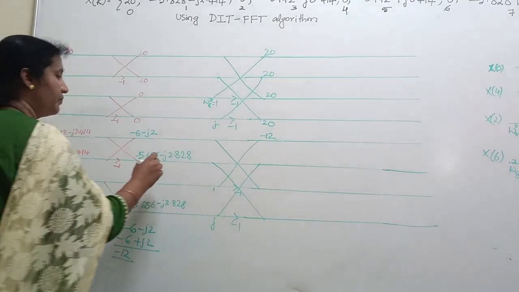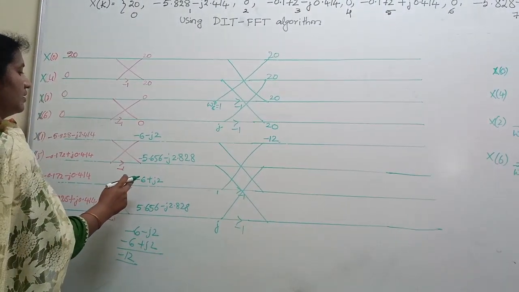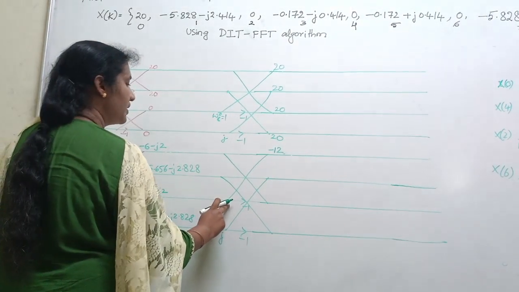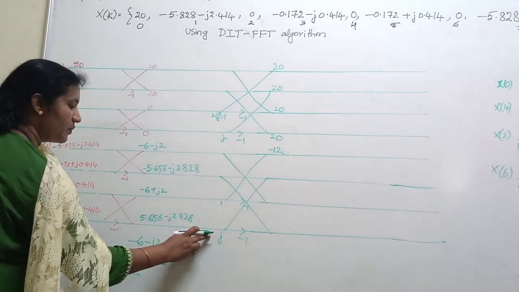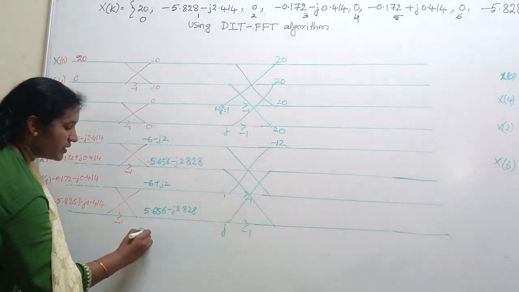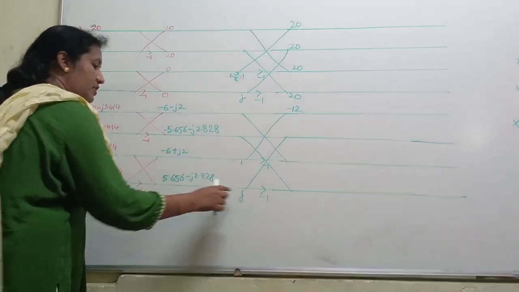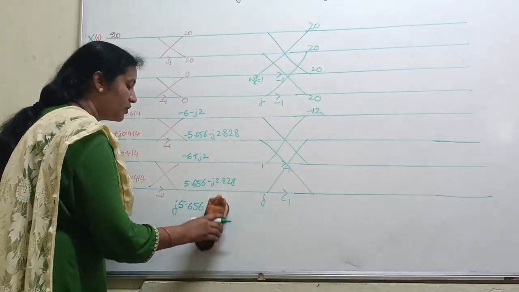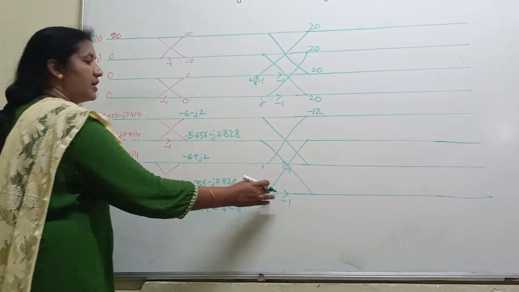And now -5.656 is passing like this, and here 5.656 is multiplied with J. Now what happens to this? Let us multiply this one. 5.656 into J. J into 5.656. Next, J into J is J square. So minus J square. J square means -1. So we can write it as plus 2.828. So this is the value we got, and it is passed like this.